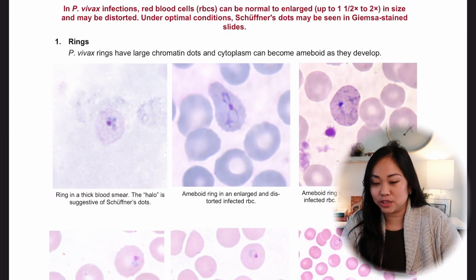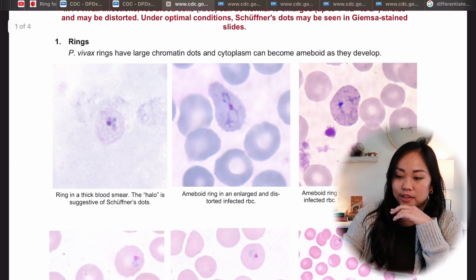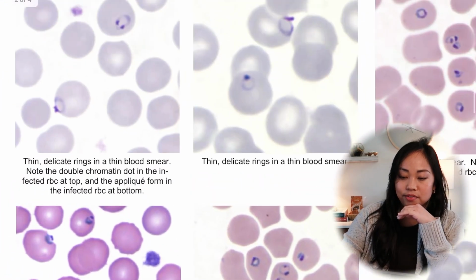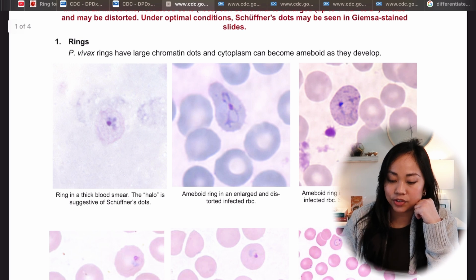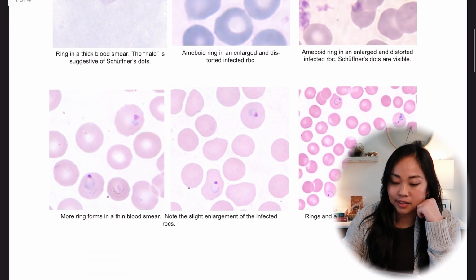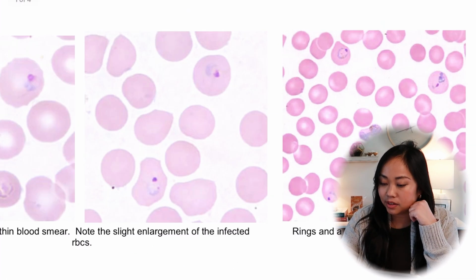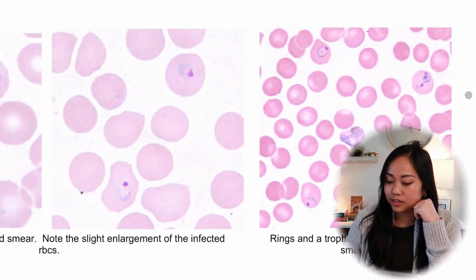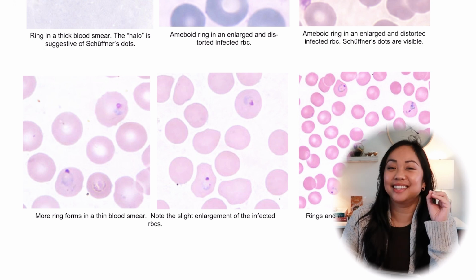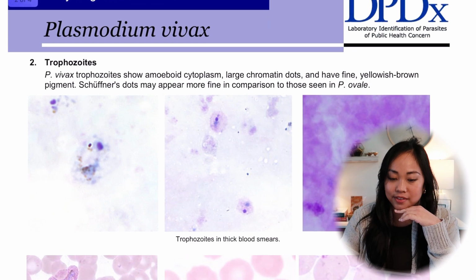The ring forms are a lot more stretched out. They don't really have the nice delicate ring that falciparum has. See, the falciparum rings are a lot more circular and very small. The vivax is stretched out and bigger. And the cells themselves, as you can see, are getting stretched out. Slight enlargement of the infected RBC. And look at that. As you can see, the infected cells are slightly bigger than the regular RBC that's not infected.